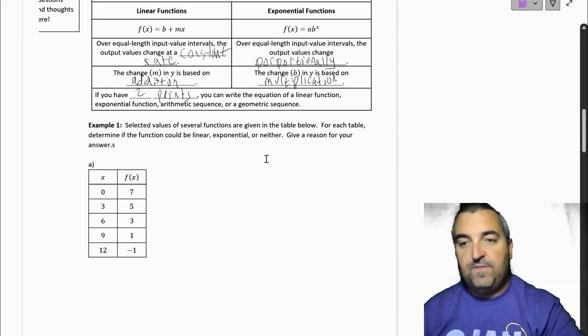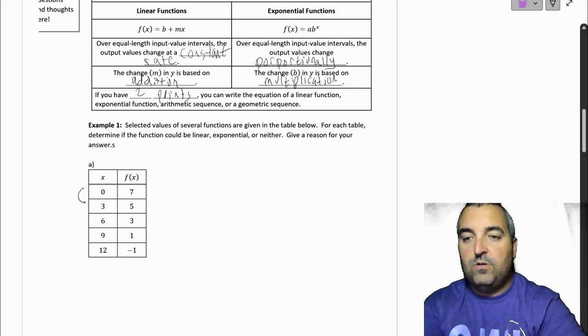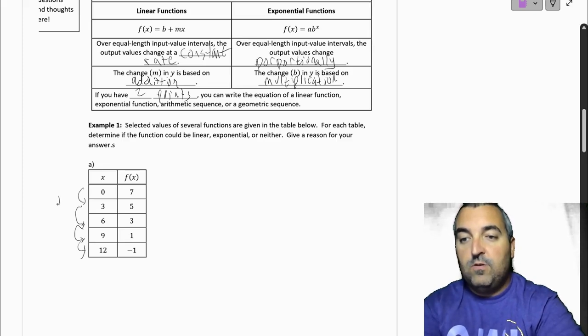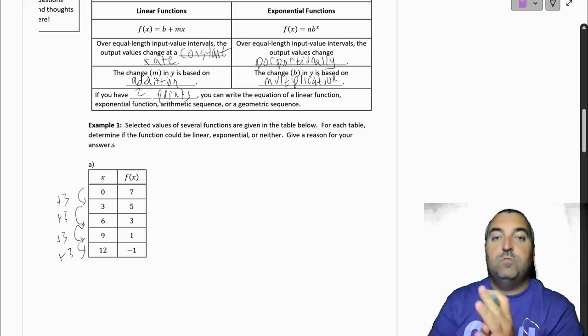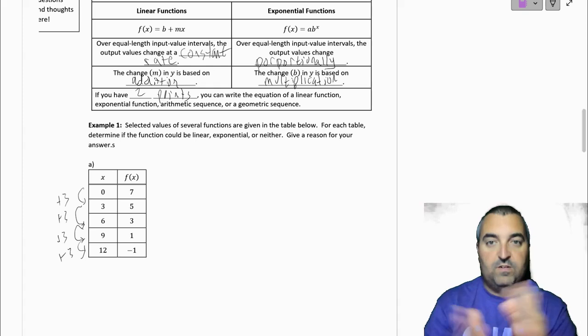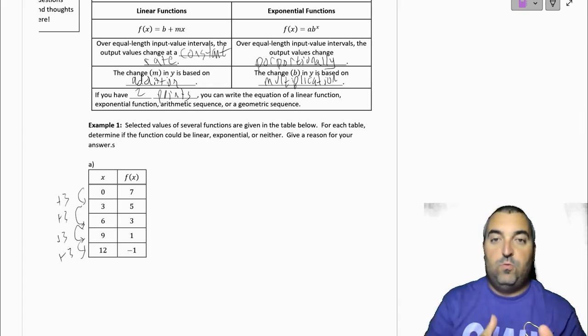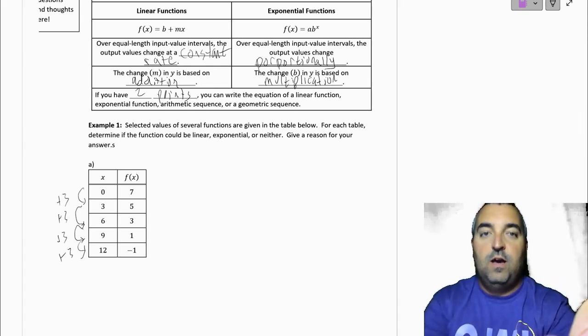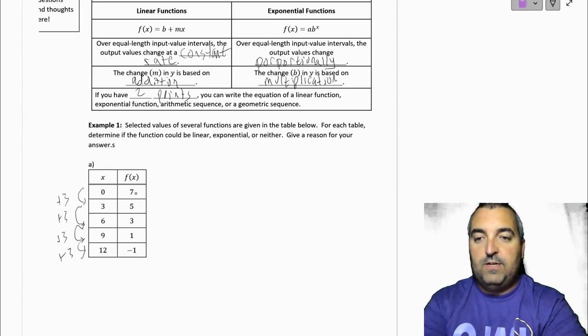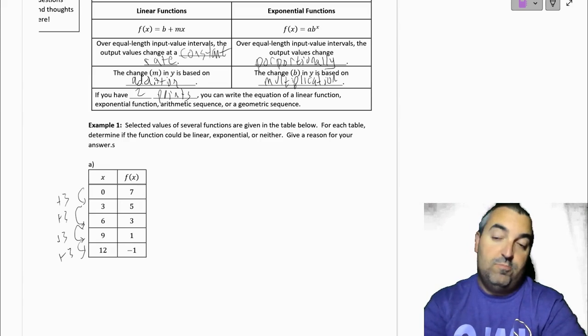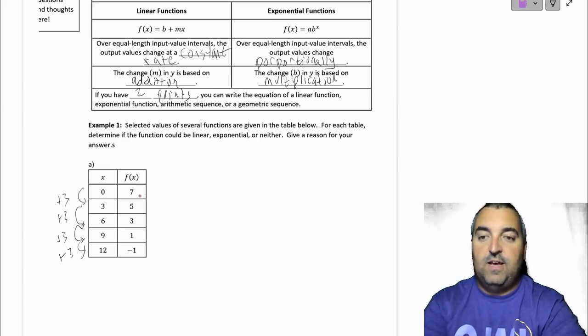All right. So first thing, look at your x values first, and see, okay, we are going up by the same amount. So equal length input value intervals. Perfect. We can now check just the y's. We don't have to do anything extra. If that's not the case, then you do have to do a little extra work. But most of the time, it will be the case, as you've seen in this class.